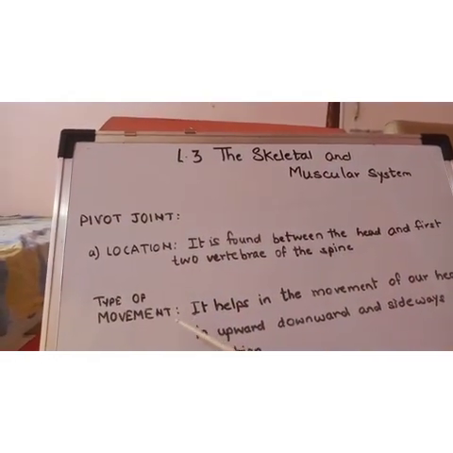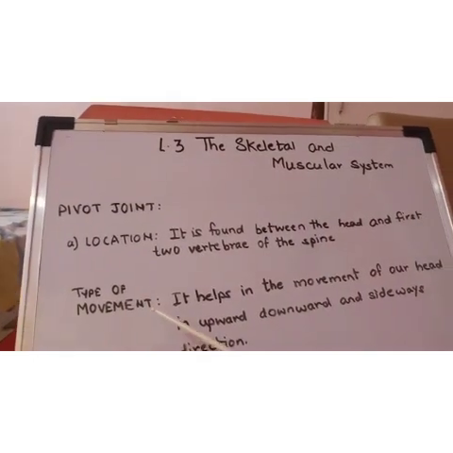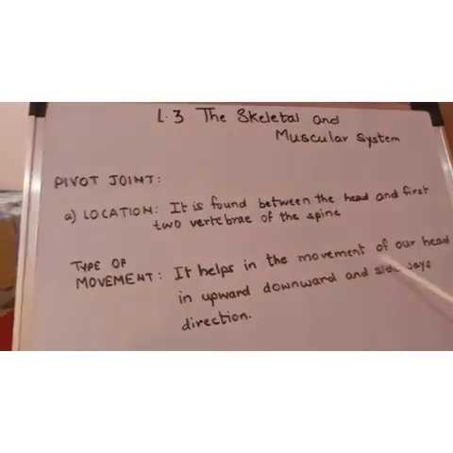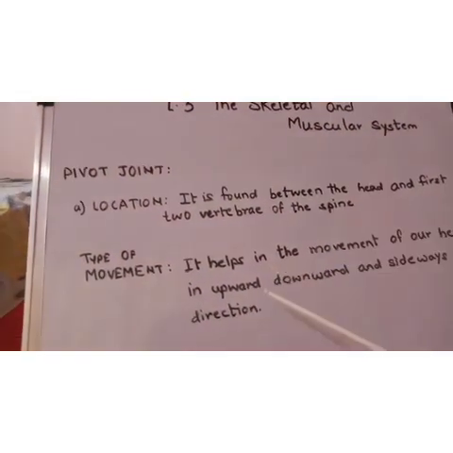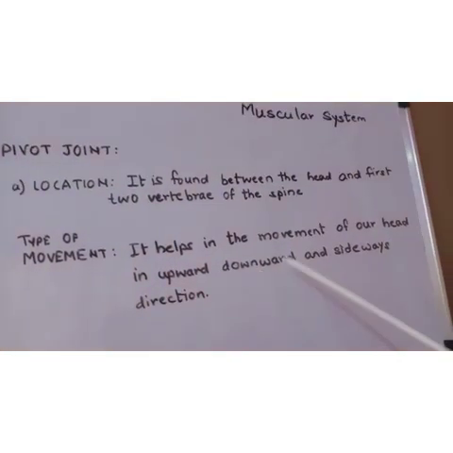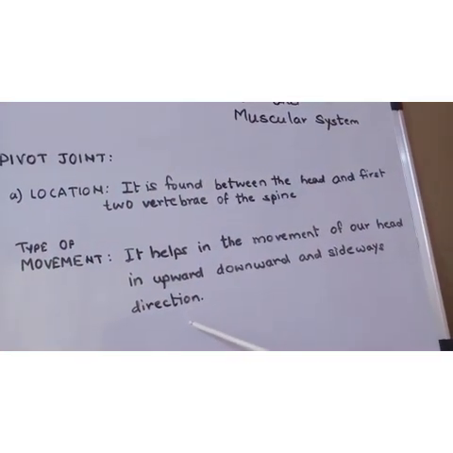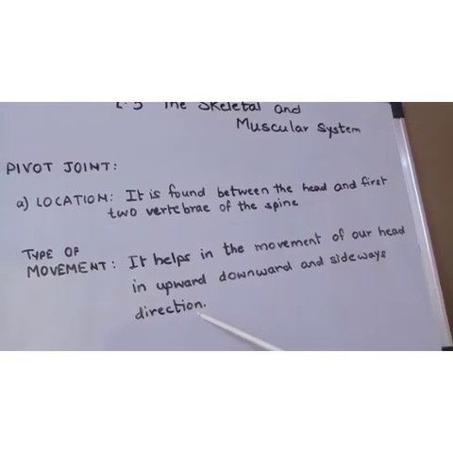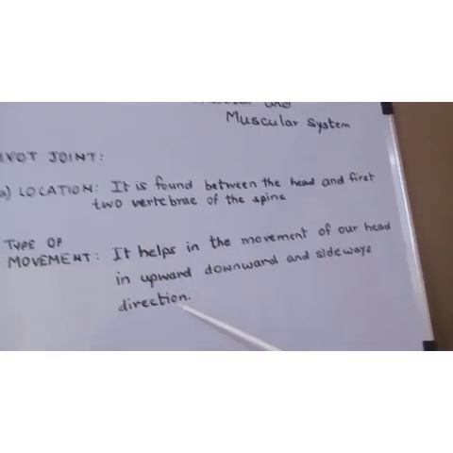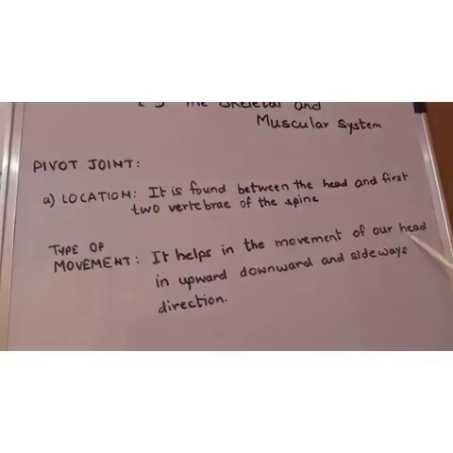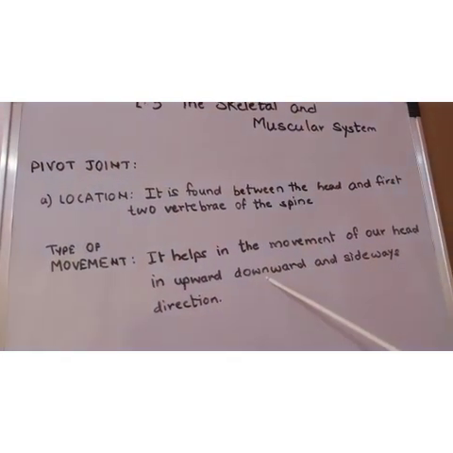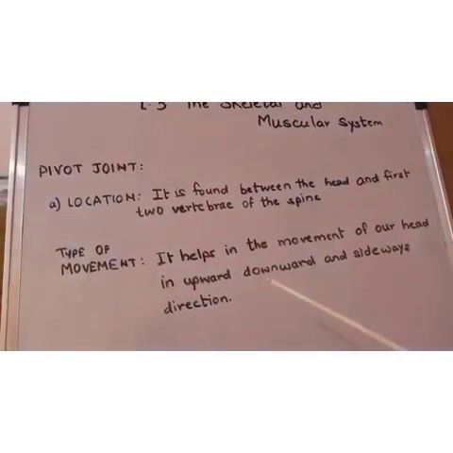The type of movement which the pivot joint helps is the movement of our head in upward, downward and sideways direction. Please remember, the pivot joint facilitates the movement of our head in upward, downward and sideways direction.